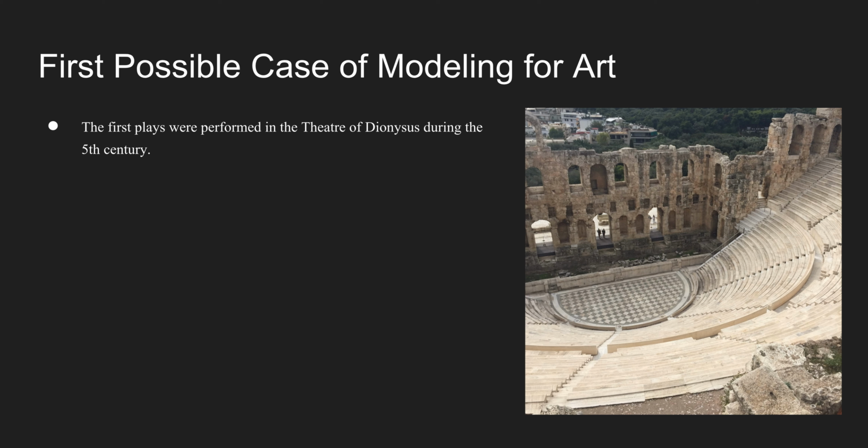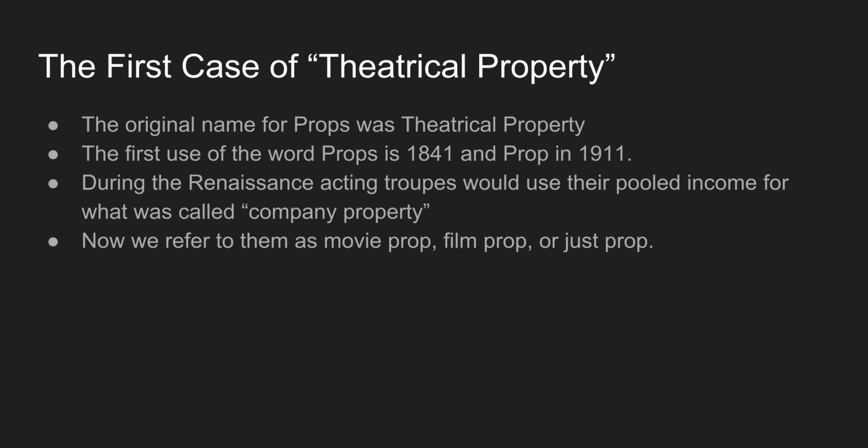And the first case of theater is basically my concept of the first case of when a prop was used, because theater was the start of props. And then the first case of props, like the actual theatrical property, was in 1841. Or the first words to use props, which is like what we use now, and prop 1911. Basically, the companies during the Renaissance time would pool their income to make company props and work together, and now that's where we got the terms for films, games, and all that fun stuff.